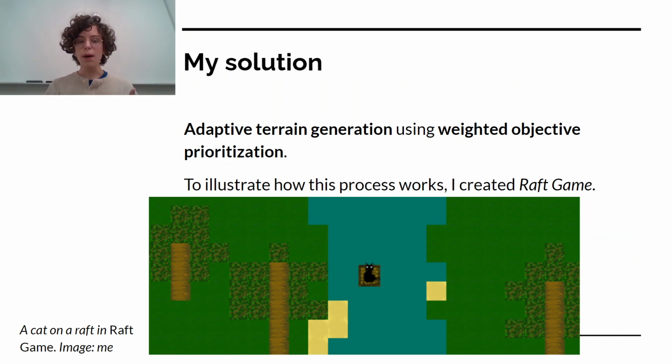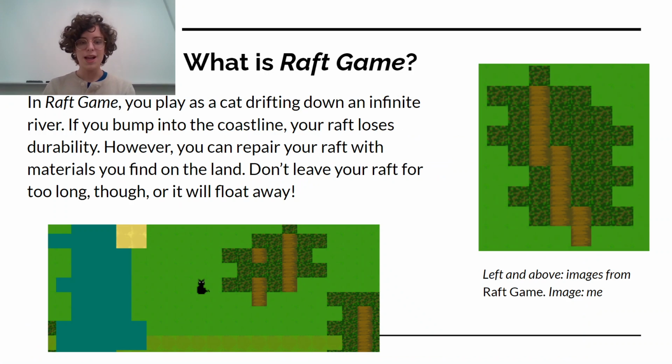Well, my solution to this problem is adaptive terrain generation using weighted objective prioritization. That's a lot of words, but to put it simply, the terrain itself is random. And an algorithm ensures that it stays relevant to the player's goals, or in some other way it remains interesting. So to illustrate how this process works, I created the video game Raft game. You can see in the image that there is a cat on a raft in the game.